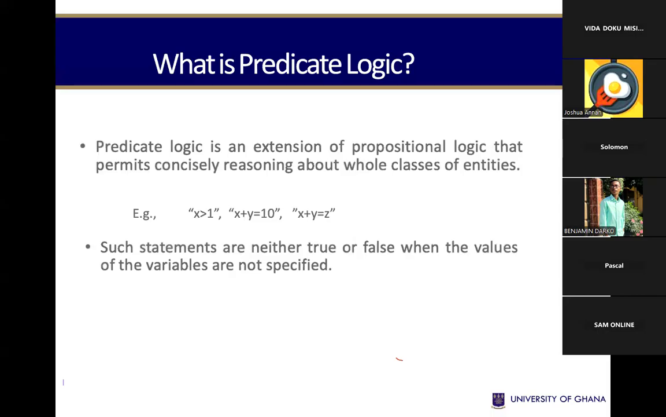For these statements, we cannot determine the validity in terms of being true or false unless we know, for example, in the first case, the exact value of x. If x is, let's say, 0, and we say 0 is greater than 1, that's a false statement. If x is 1 and y is 6, 1 plus 6 is 7, and 7 is not equal to 10, so that's also a false statement. If x is 0, y is 0, z is 0, 0 plus 0 is equal to 0, so at the end, we can say that statement is true. So such statements are neither true nor false when the values of the variables are not specified or are unknown.